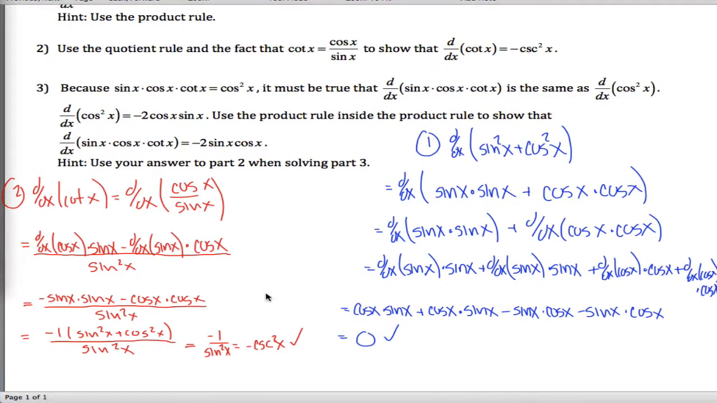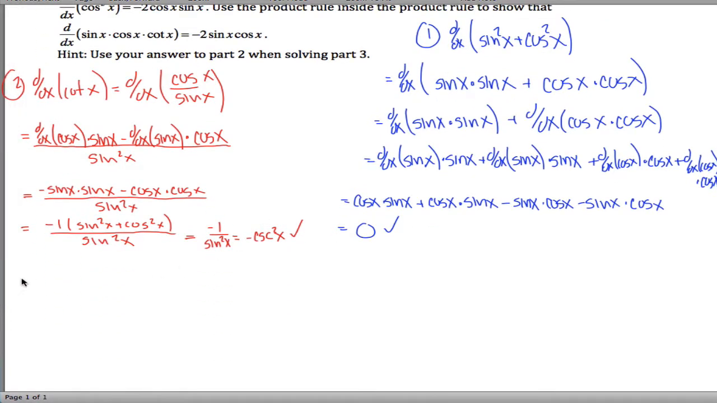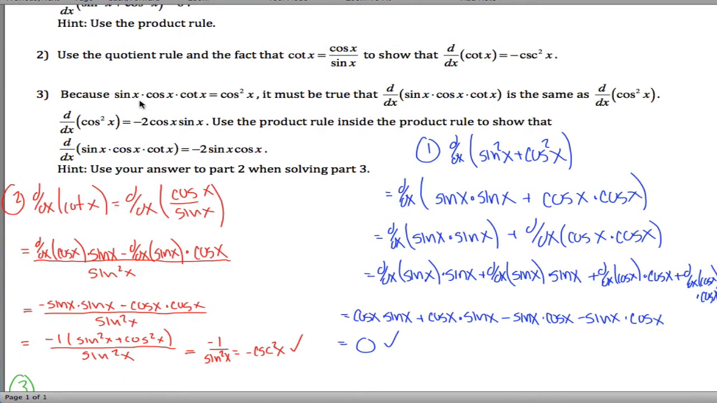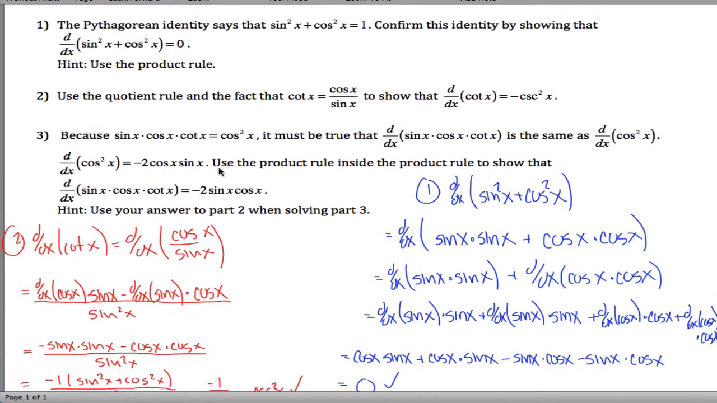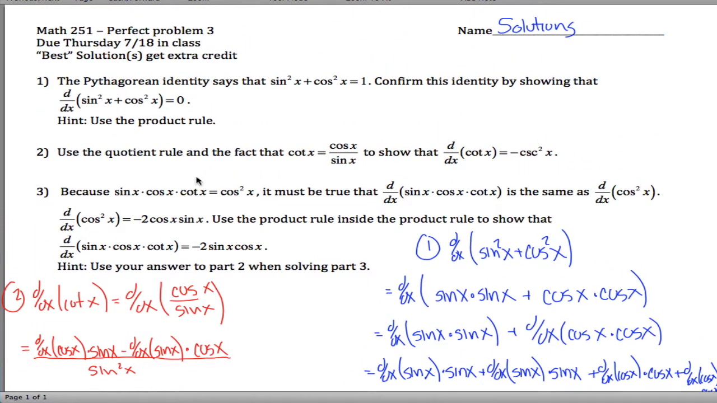All right, moving on. Last one, number 3. Number 3 says that sine times cosine times cotangent is just the same as cosine squared. The derivative of cosine squared is negative 2 cosine of x sine of x. Kind of just asking you to take my word for it. Have we done that yet? I guess we've kind of done that already, right?